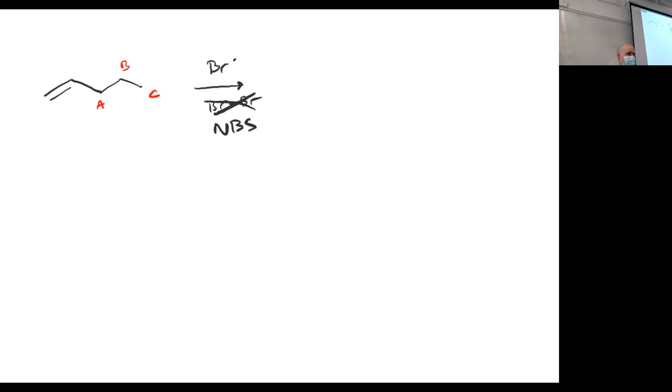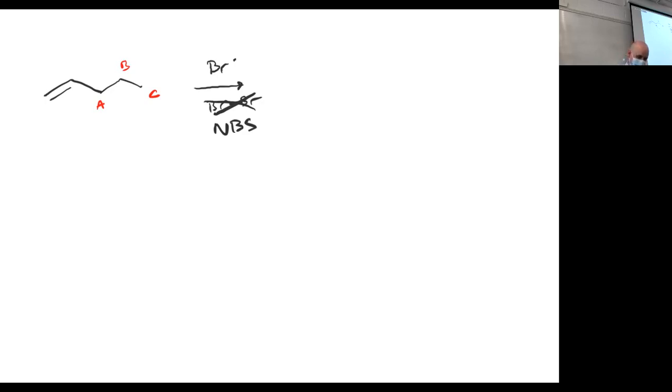So anytime you have a charge or a radical next to a double bond, what can you do? Resonance, exactly. And resonance makes positive charge more stable, a negative charge more stable, and it also makes a radical more stable. So yeah, this would be where you would do it. You would do it at A, because it gives you the most stable radical. And it wouldn't work if you just started off with NBS.